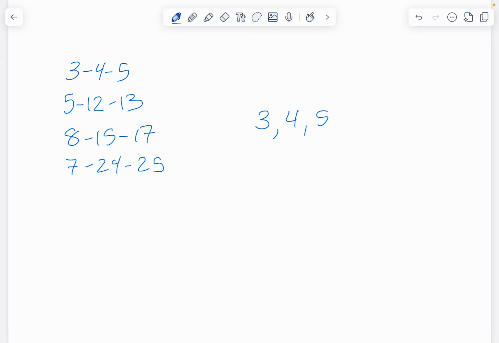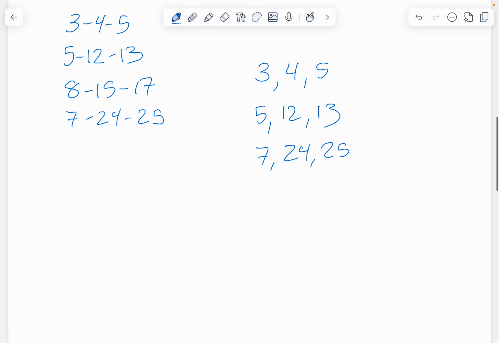Take another odd number, 5, and square it: 25. Half of 25 is 12.5. The integers on either side of that are 12 and 13, and that's another triple. The next one, 7. 7 squared is 49. Half of 49 is 24.5, which means the two integers are 24 and 25. Those were already on our list, but now you can see them. Let's take another one, 9. 9 squared is 81. Half of 81 is 40.5. The integers on either side are 40 and 41, and that should also be a Pythagorean triple.